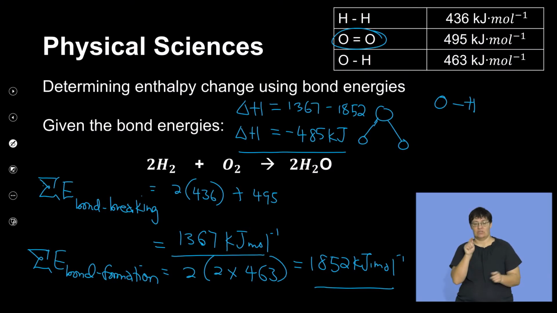You can use a lot of examples, but we wouldn't have been able to quantify it had we not been given the bond energies. So in this chemical change, we are saying that the heat of this reaction is minus 485 kilojoules. The negative suggests that more energy is released than absorbed.